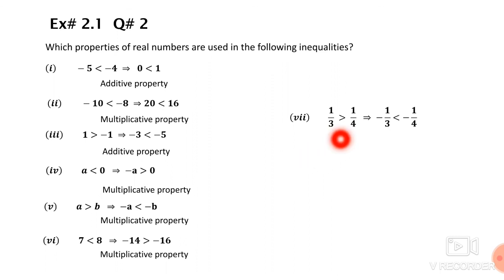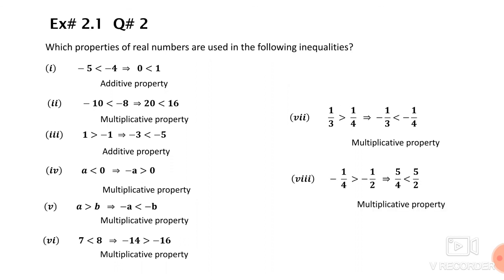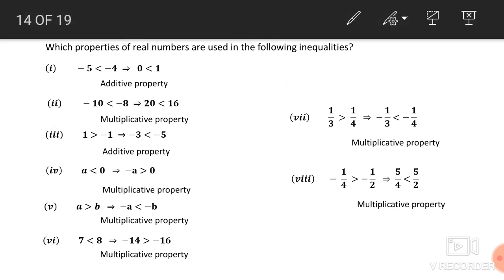Minus 1 upon 3 is greater than 1 upon 4 implies minus 1 upon 3 is less than minus 1 upon 4. Again the inequality is reversed, it means the multiplicative property. The same happens in part 8 as well.